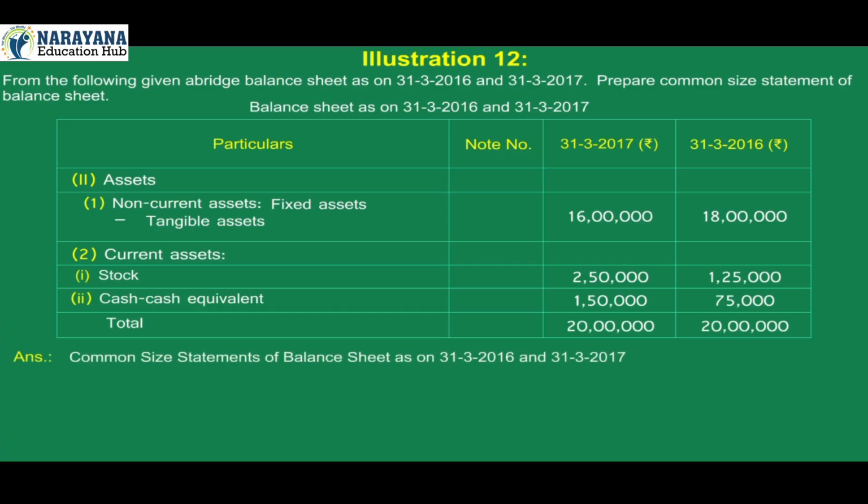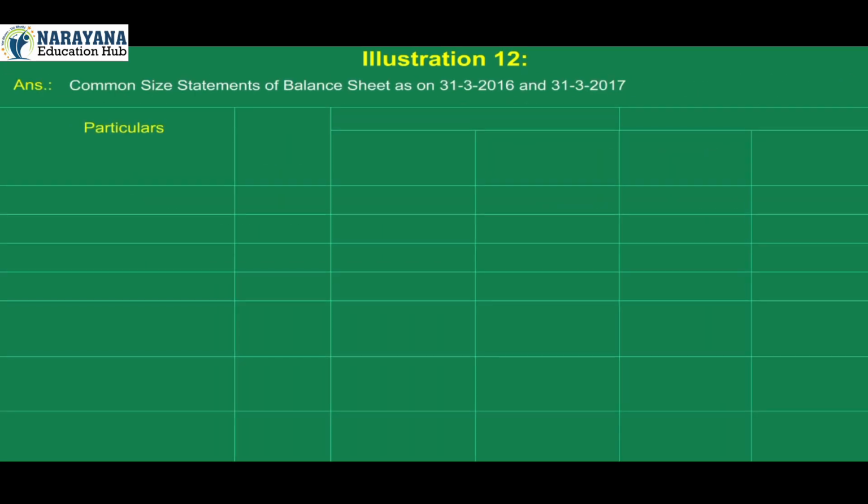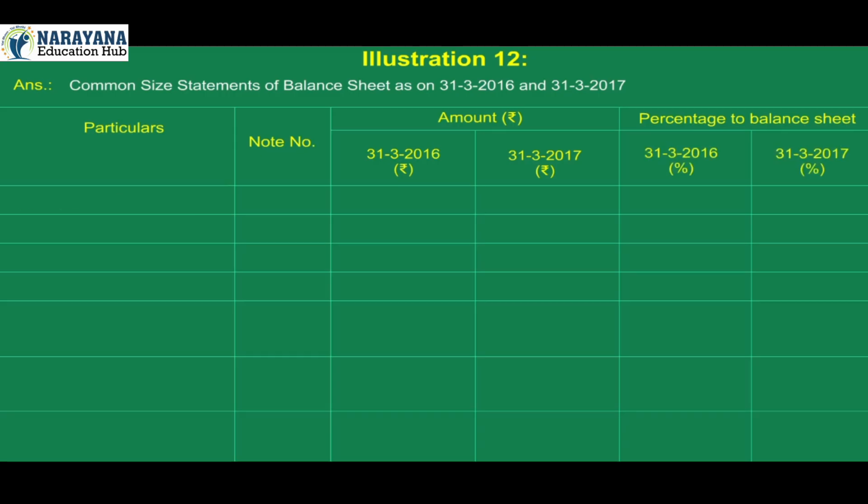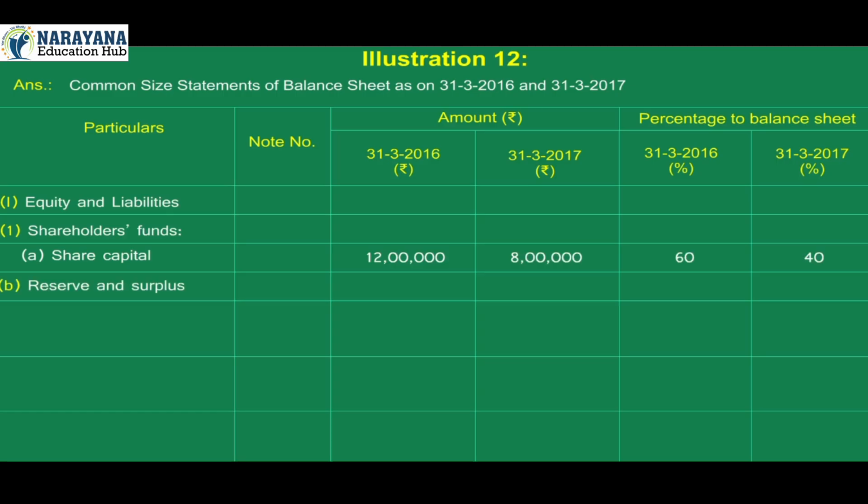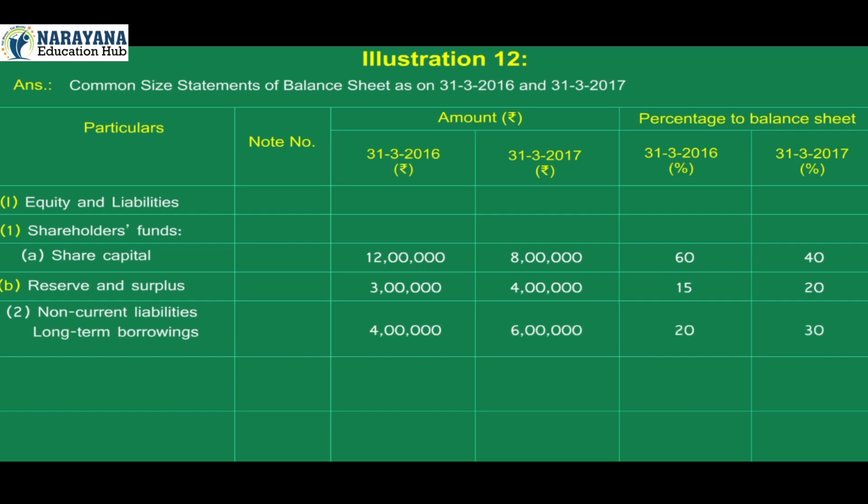Answer. Common size statements of balance sheet as on 31st March 2016 and 31st March 2017. Particulars, note number, amount, 31st March 2016, 31st March 2017. Percentage to balance sheet, 31st March 2016, 31st March 2017. Number 1. Equity and liabilities. 1. Shareholders funds. A. Share capital: 12 lakh, 8 lakh, 60%, 40%. B. Reserve and surplus: 3 lakh, 4 lakh, 15%, 20%. 2. Non-current liabilities. Long-term borrowings: 4 lakh, 6 lakh, 20%, 30%.